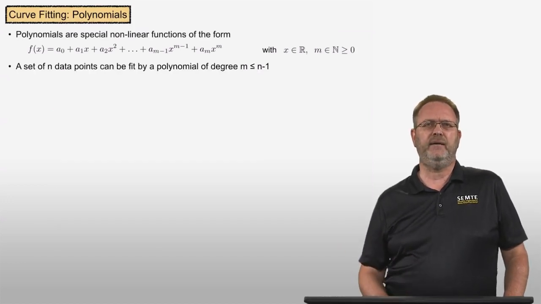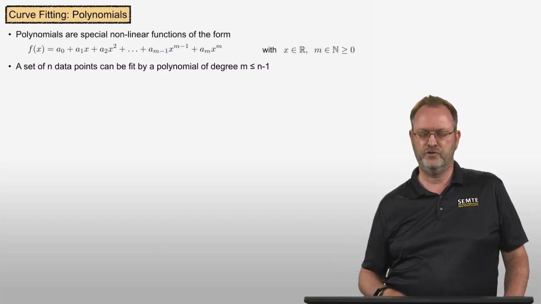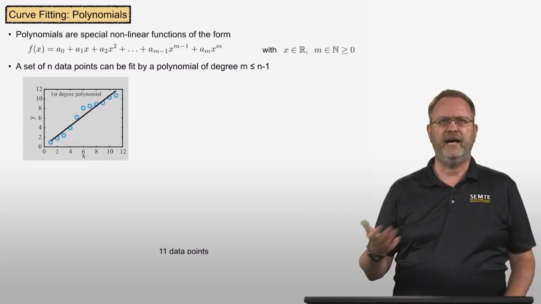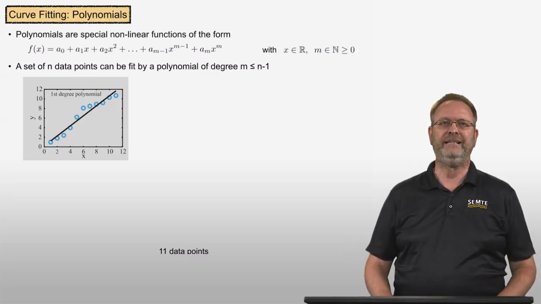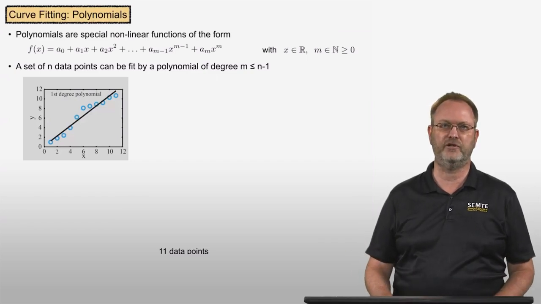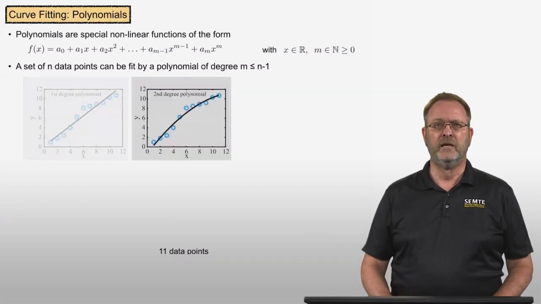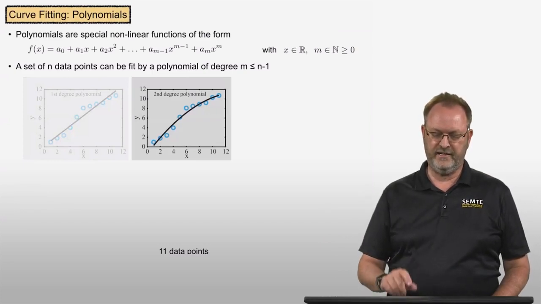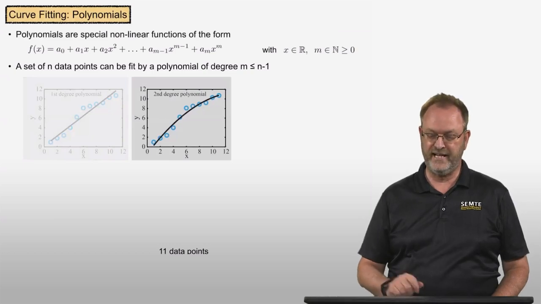Now, a set of n data points can be fit by a polynomial of degree m smaller or equal to n minus 1. And here are some examples of this. So, for example, we have the shown blue data points here, and if we wanted to fit a degree 1 polynomial to this data, we would do linear regression that we covered earlier, and the shown black line would be a first degree polynomial fit. But we can fit higher degree polynomials as well to this data, and here's an example of a second degree polynomial fitted to a total of 11 data points.